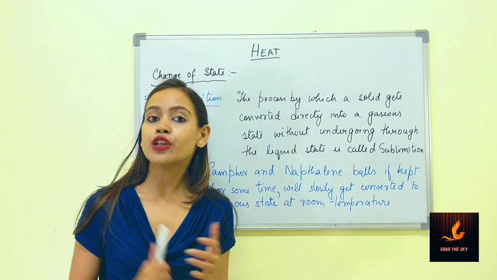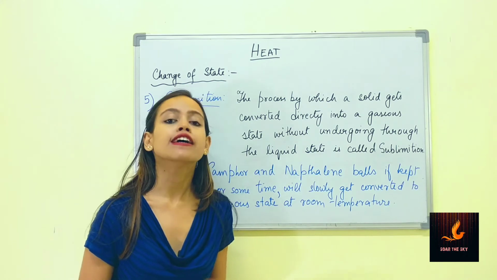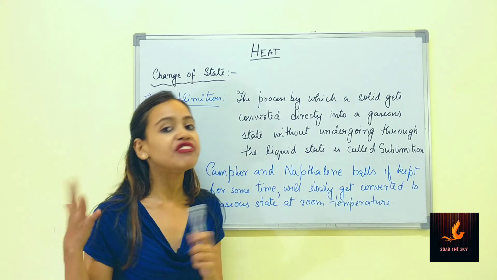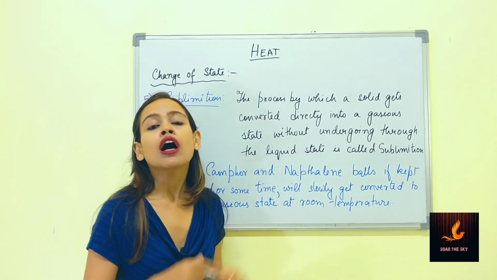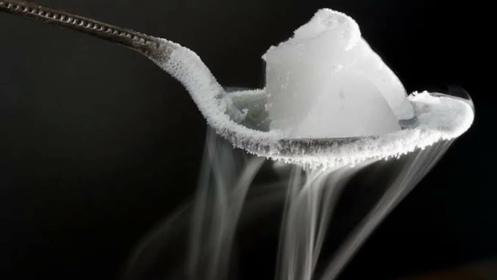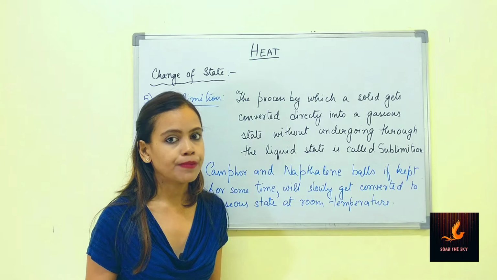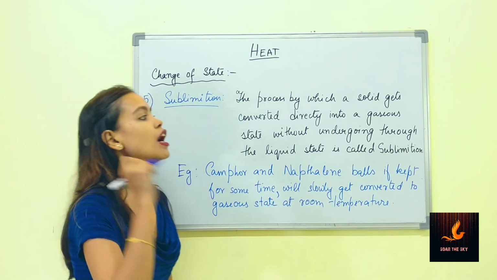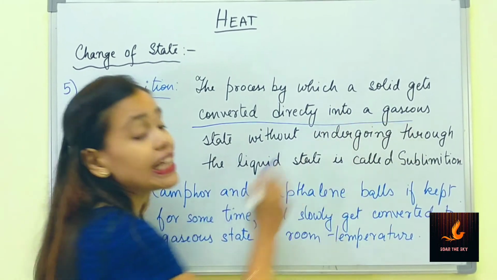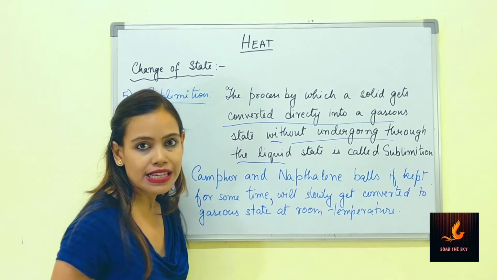The last but not the least of the processes involved in the change of state is sublimation. What is sublimation? It is a very weird process. Here, a solid gets directly converted into a gas without going through the intermediate state, that is a liquid. So what is its definition? The process by which a solid gets converted directly into a gaseous state without going through the liquid state is called sublimation.